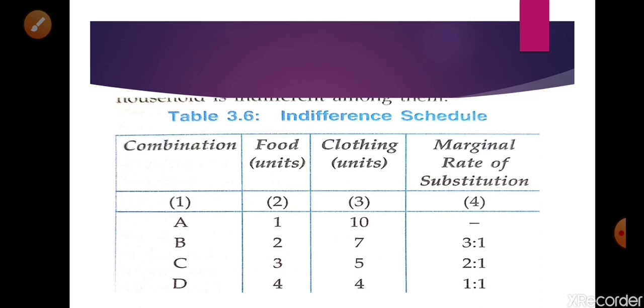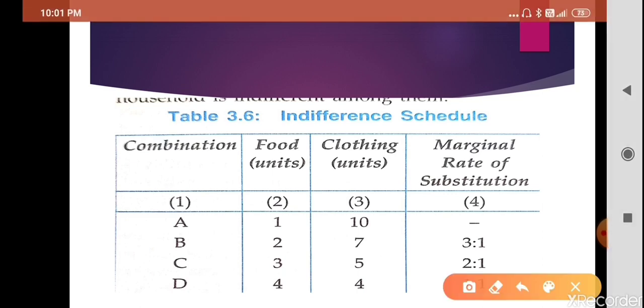Once again I am telling you that as a consumer, whatever the quantity of commodity Y you are sacrificing for increasing the additional unit of commodity X. So it will be clear to you in this example. Let us see, first we are taking food, one quantity we have taken, and then 10 we have taken of clothing. So one quantity of food is equal to 10 quantity of clothing.